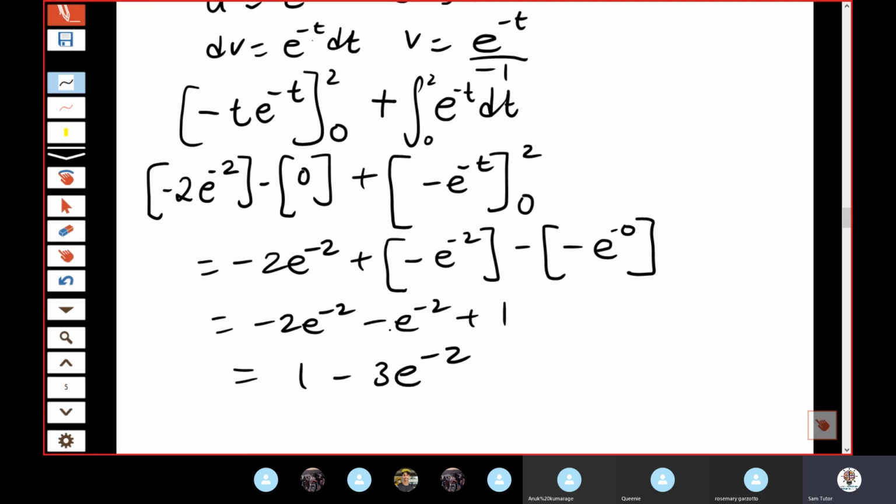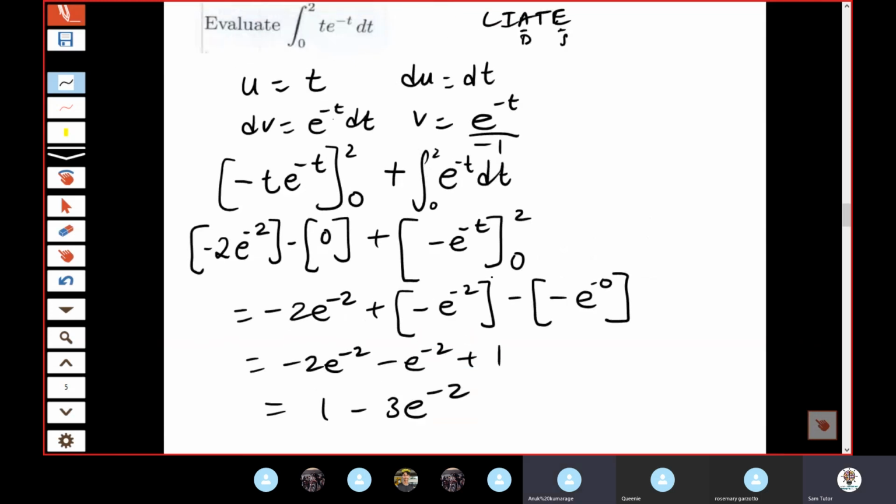Rearrange. Minus 2 minus 1 more is minus 3. Yeah. E to the negative 2s plus 1. Feels good to be able to do that.